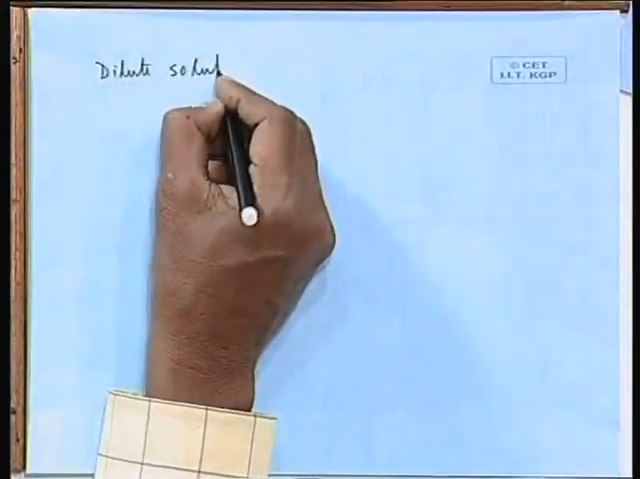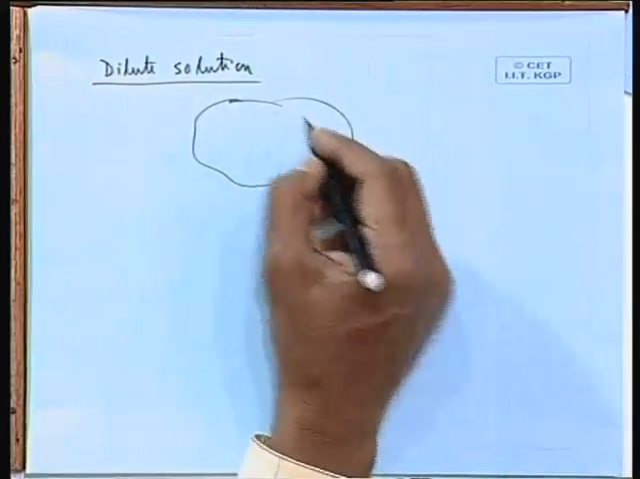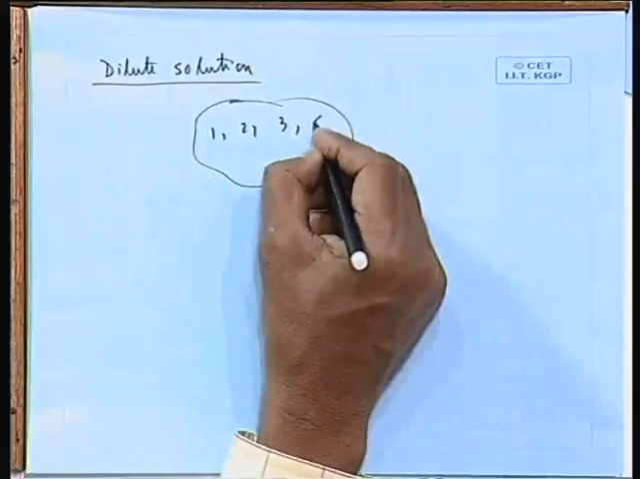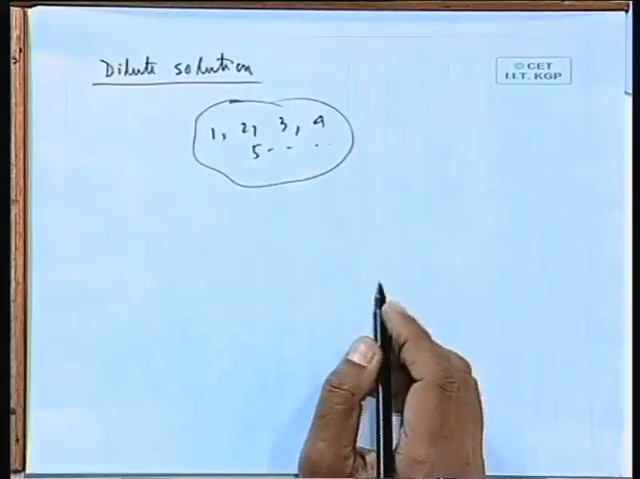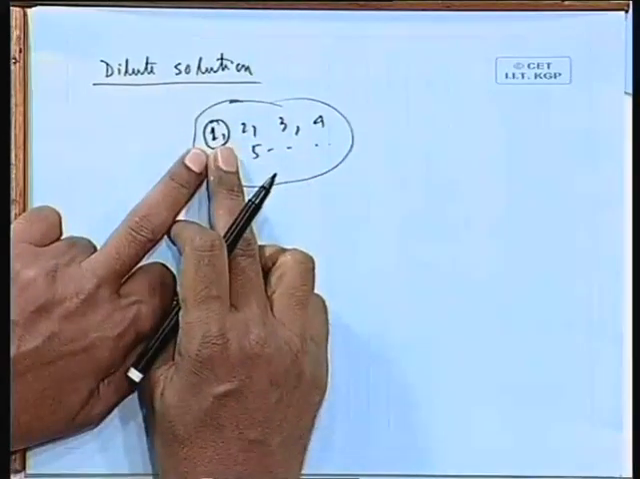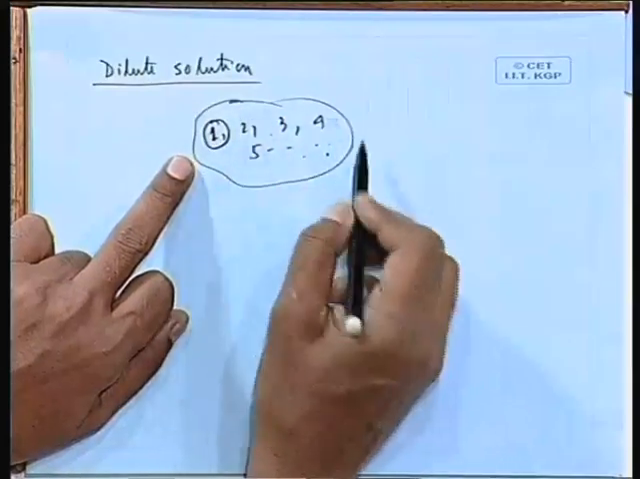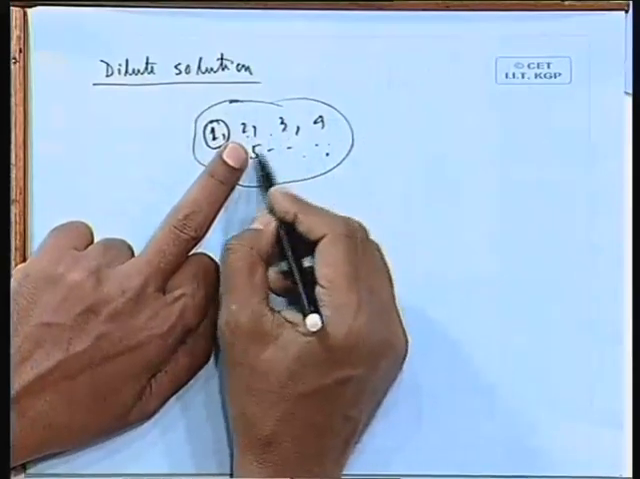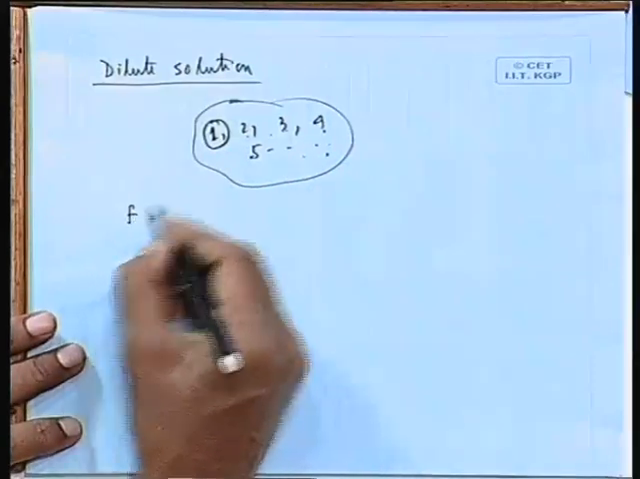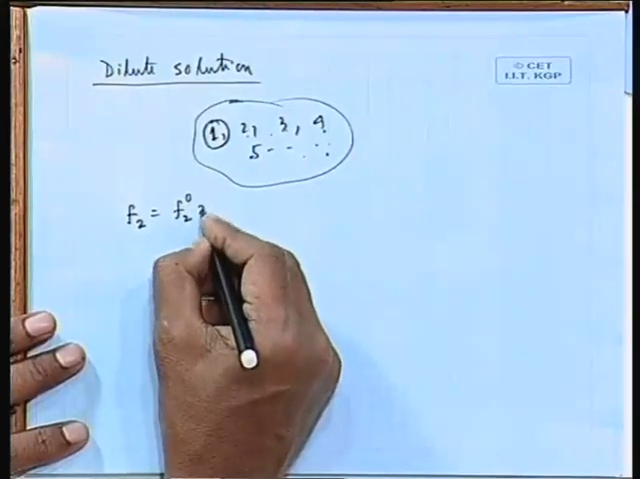Now I come to the dilute solution. What is a dilute solution? Dilute solution means if there is a mixture of many components in a solution, 1, 2, 3, 4, 5, like that, and one of the components, say for example 1, predominates by its amount and the other components are very meager in amount, then this is known as a dilute solution. And this solution behaves as an ideal solution with respect to the solutes. That means I can write for any of these 2, 3, 4, F2 is F2 0 X2.